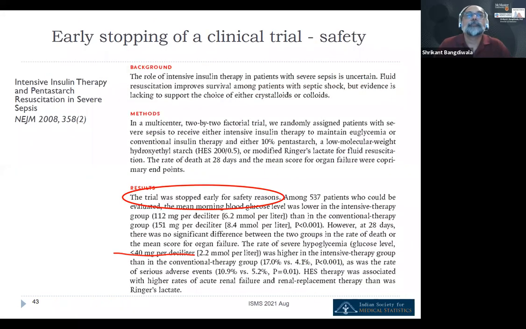Here's another example where the trial was stopped early for safety reasons. This was a much smaller study, and they were finding out that the rate of severe hypoglycemia was higher in the intensive therapy group than in the conventional therapy group. So we cannot proceed. This is not safe. You got to stop the study. And the board recommends stopping the study.